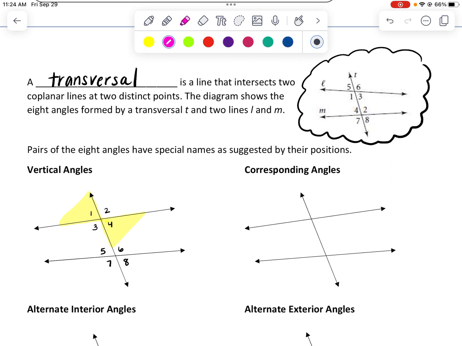Okay. I also have another pair of vertical angles here at angle 2 and here 3. So 2 and 3 are vertical angles. And then similarly on the bottom part, 5 and 8 are vertical angles. And 6 and 7 are vertical angles. So again, just trying to give you a visual of what those look like.